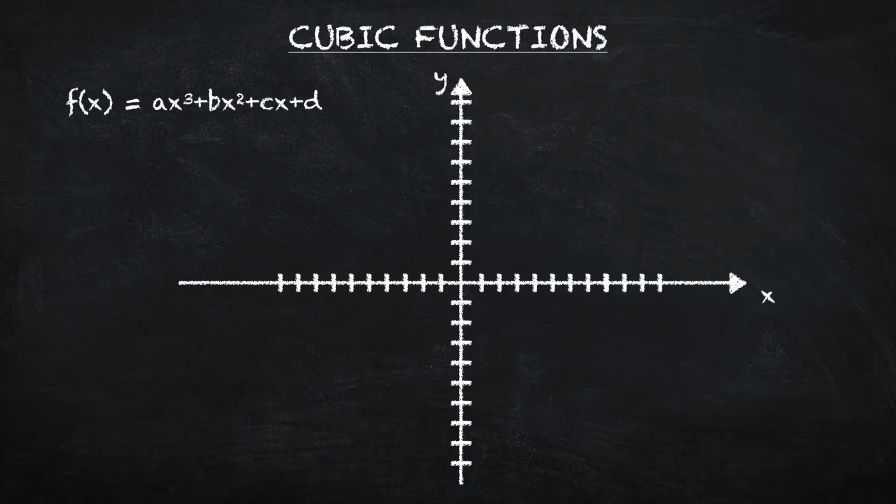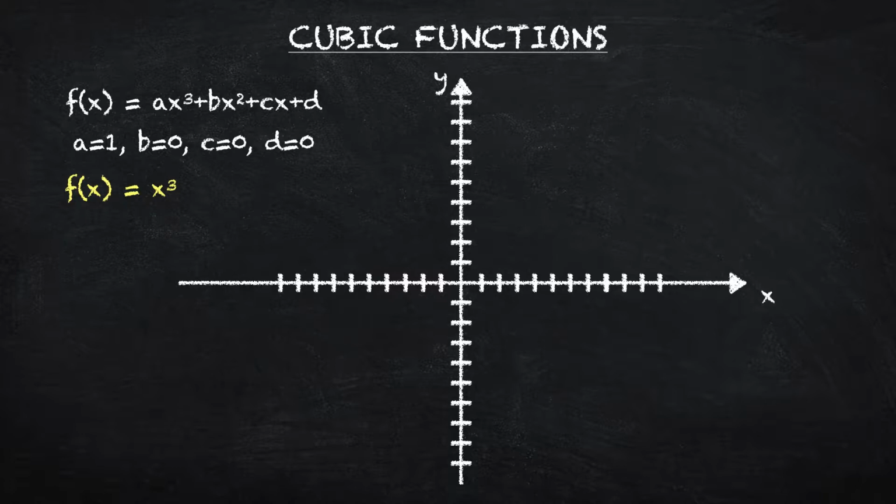So let's have a look at how a cubic function looks in the Cartesian plane. Let's start from the easiest case, which is when a is equal to 1, but all the other coefficients are 0. And so the final form of our function is f(x) = x^3.